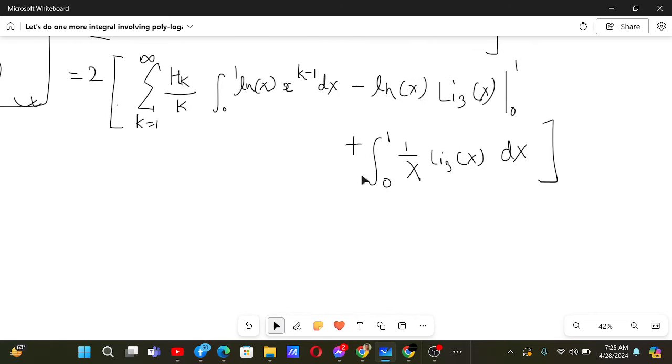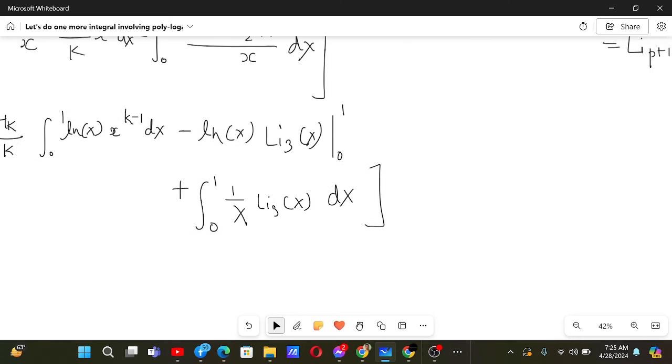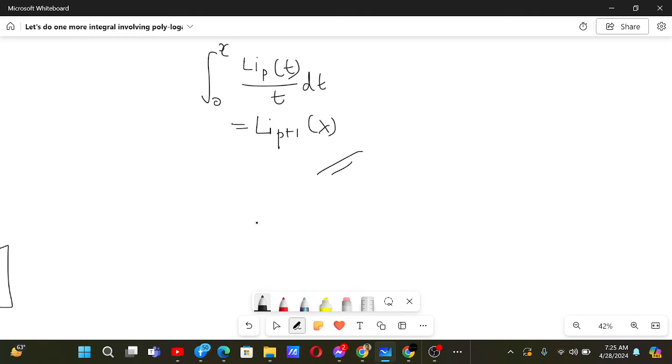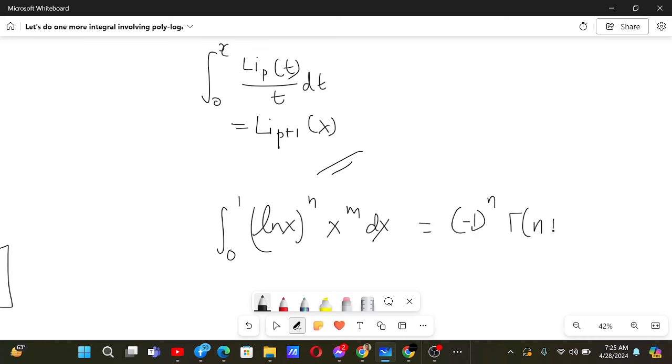And now for this one we can just use gamma functions. We know the modified gamma function integral: the integral from 0 to 1 of ln^n(x) x^m dx evaluates to (-1)^n gamma(n + 1) by (m + 1) to the power n + 1.